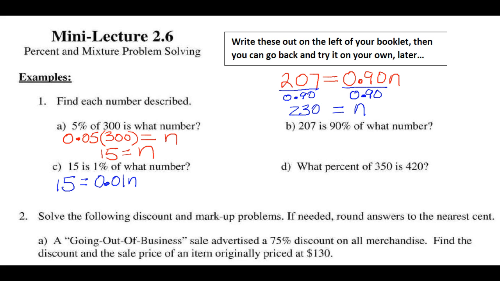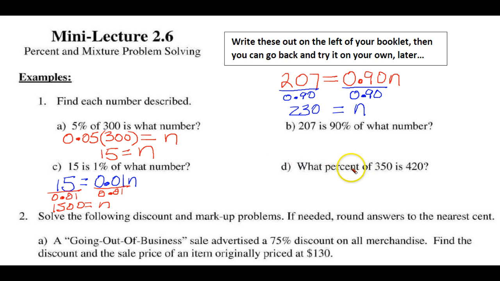Well, here we're going to divide both sides by 0.01. We want to isolate the n. And we get n equals 1500. And you just use your calculator for this.